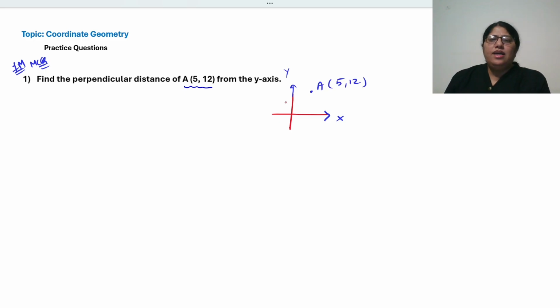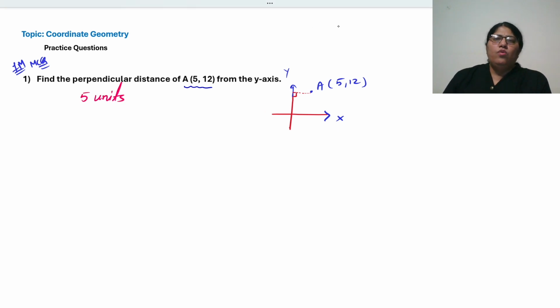Now, when they say perpendicular distance from the y-axis, remember it is always the x coordinate. So what is the perpendicular distance of A from the y-axis? It is the x coordinate, because this is your distance, right? This distance is parallel to this. And what is this point here? 5. So it is going to be 5 units. So your answer is going to be 5 units.